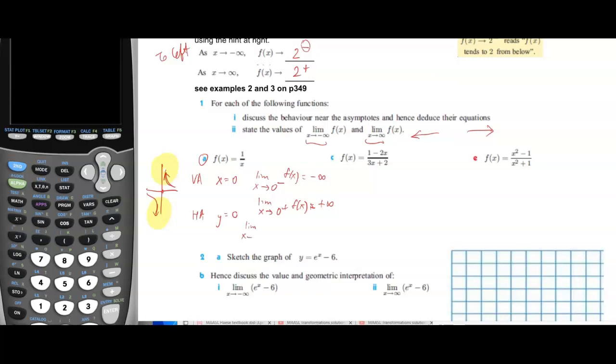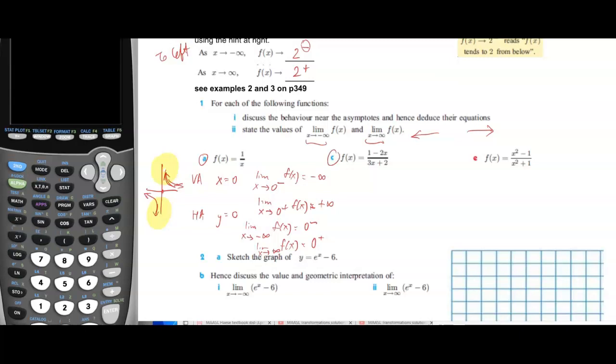If we approach x is negative infinity, that would be over here, we're going to approach the horizontal asymptote of y equals 0 from the bottom. And if we approach over here, x approaches positive infinity, far to the right, then we are going to approach 0 from the top, right? Okay, so that's that one.